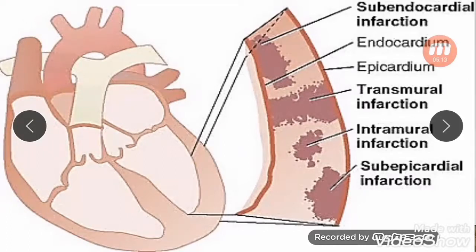We will see in this slide subendocardial infarction, which occupies the inner third of the normal myocardium, transmural infarction, which involves the full thickness of the myocardium, and the subepicardial infarction, which involves the outer third of the myocardium.